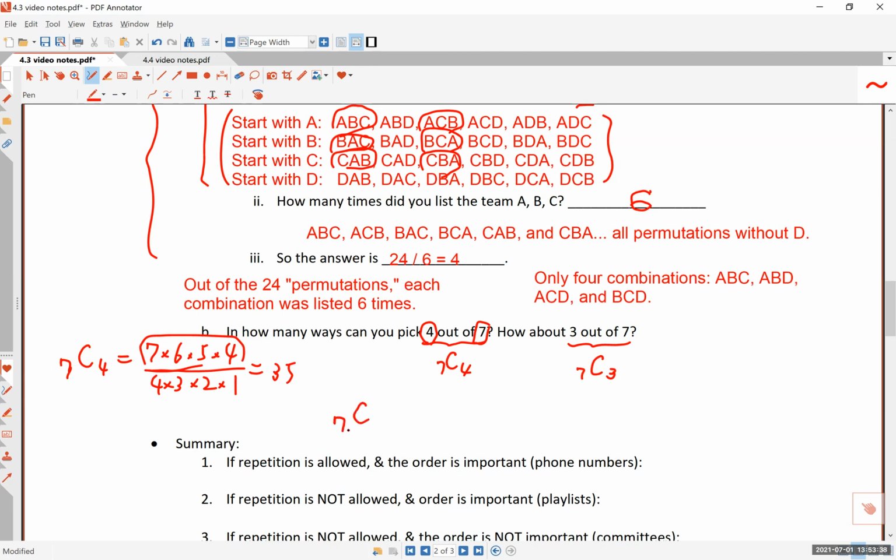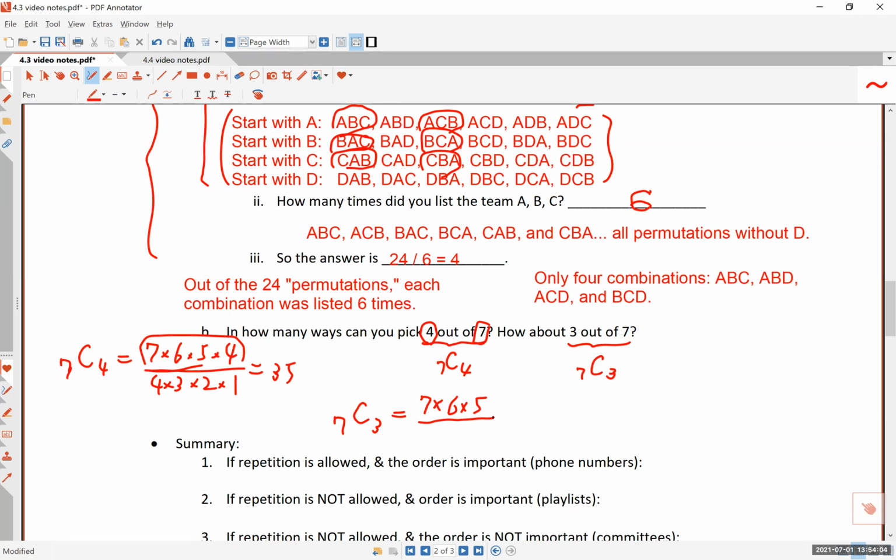How about choosing 3 out of 7? So this time, let's count the number of permutations when you pick 3 books out of 7 books in a certain order. 7 to choose from for your first book, 6 for the second, 5 for the third, right? And that's it. This is the number 210, the number of permutations when you pick 3 out of 7.